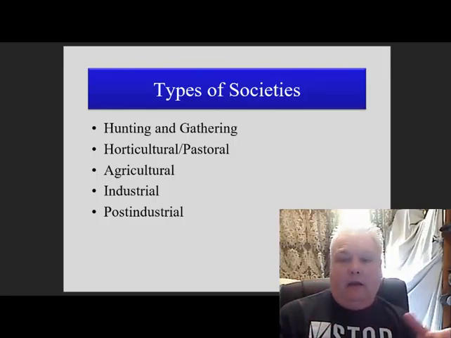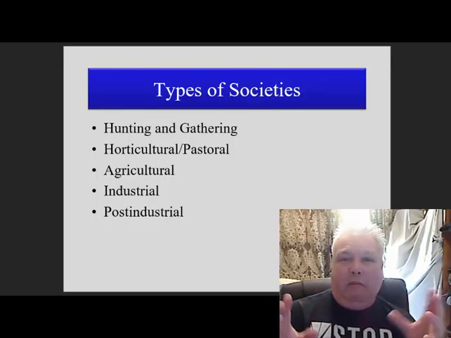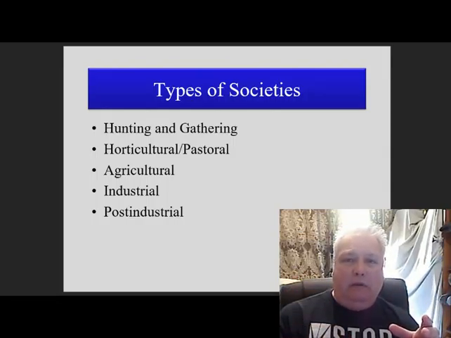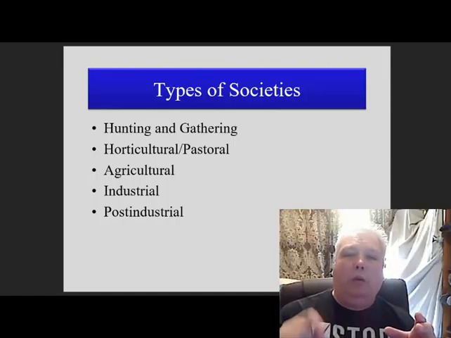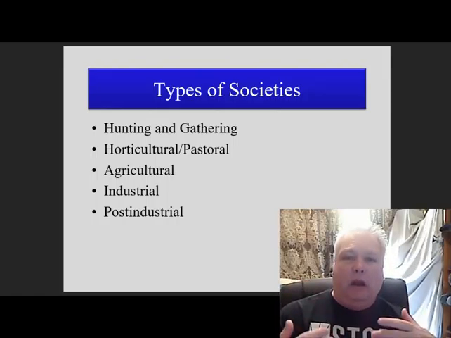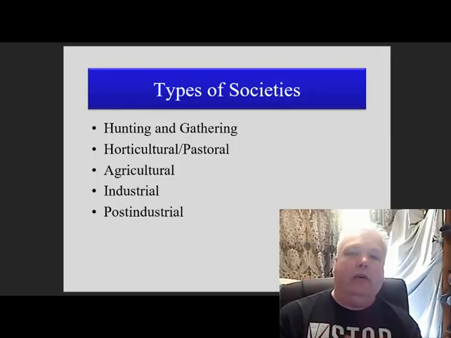So that is my not so short explanation of the different types of societies and how that comes about. The main thing to keep in mind here is that when we got to horticultural and pastoral societies, that's when the concept of an economy was possible, because we had, for the first time in human history, surplus.